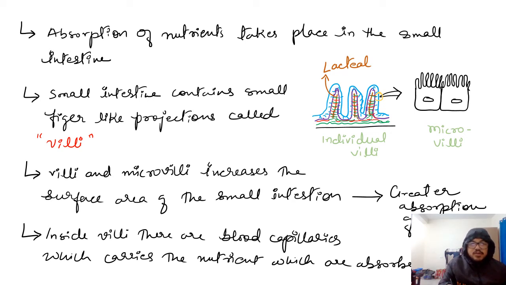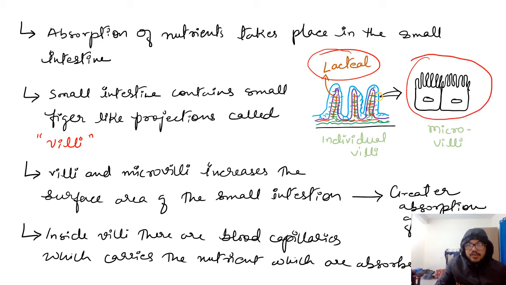If you look closer at the small intestine, you can find small ups and downs. These are known as villi, and inside the villi there are blood vessels. This is known as the lacteal. And when we zoom in further on the villi, you can see the microvilli.